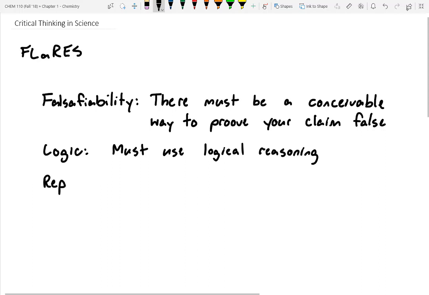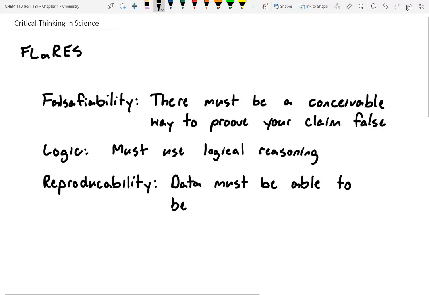Next one's really important. This is actually a big problem lately in science, is reproducibility. Essentially that means data must be able to be replicated. This is a big deal, especially in some science fields like psychology. There's been a lot of psychology papers published recently where they haven't been able to produce the data reliably. That's a bigger problem with science, this pressure to constantly publish because your job's on the line. We have to make sure that our data is reproducible, and that people actually go out and test your data to make sure it's reproducible. If everybody takes it at face value, then science kind of breaks down, right? So we have to be able to reproduce it.